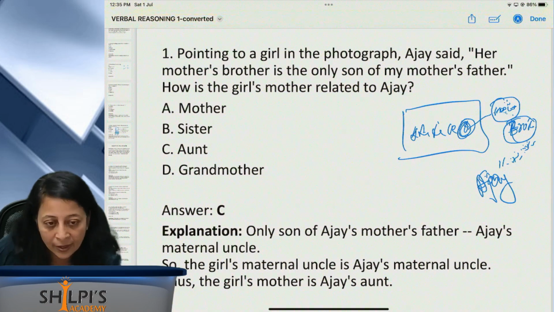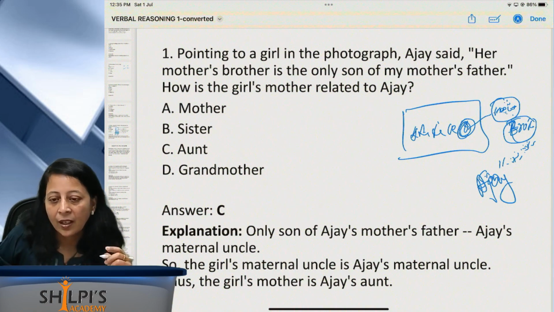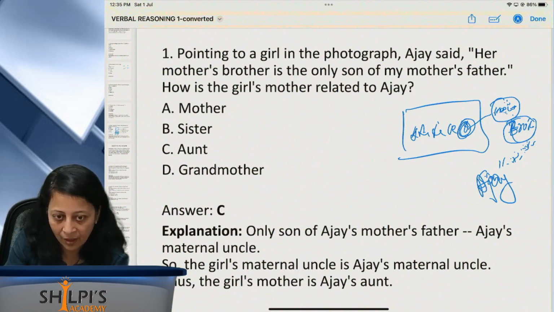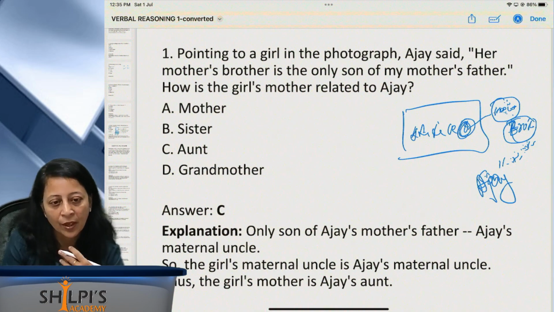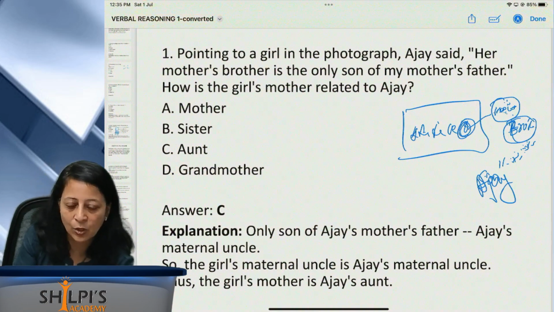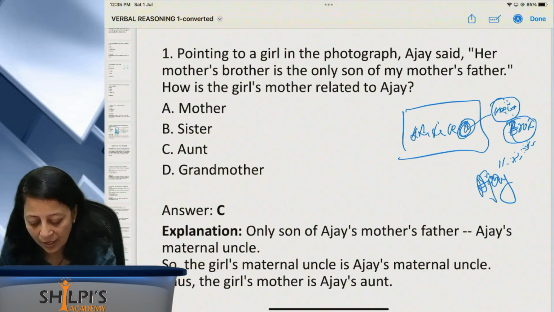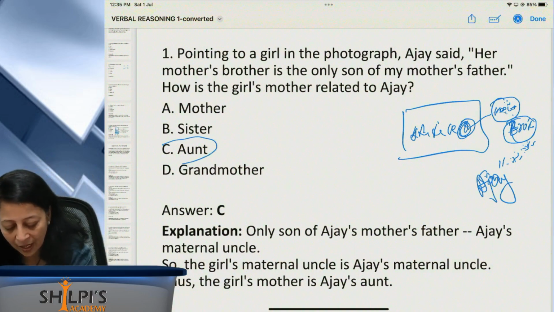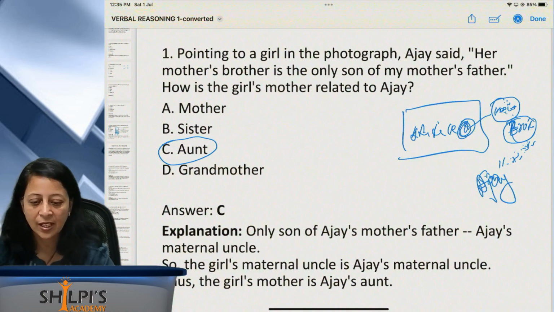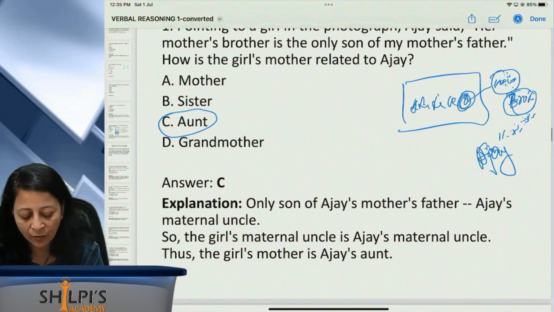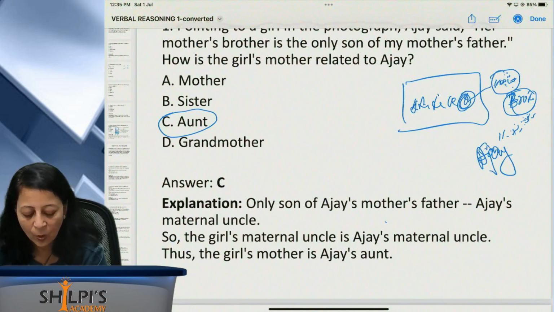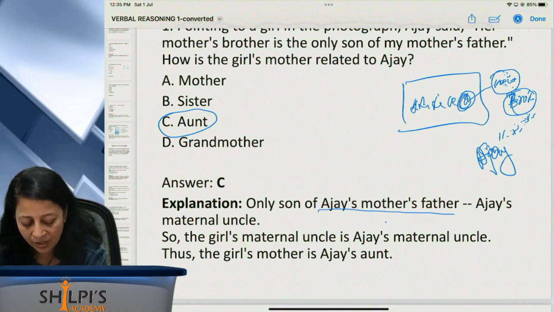Okay, now what are they telling? Her mother's brother is the only son of my mother's father, my mother's father's son. So you are talking about the girl's side, and they are talking about the father's side. So the answer is, it is her aunt. Okay, it is Ajay's aunt. Only son of Ajay's mother's father is Ajay's maternal uncle.